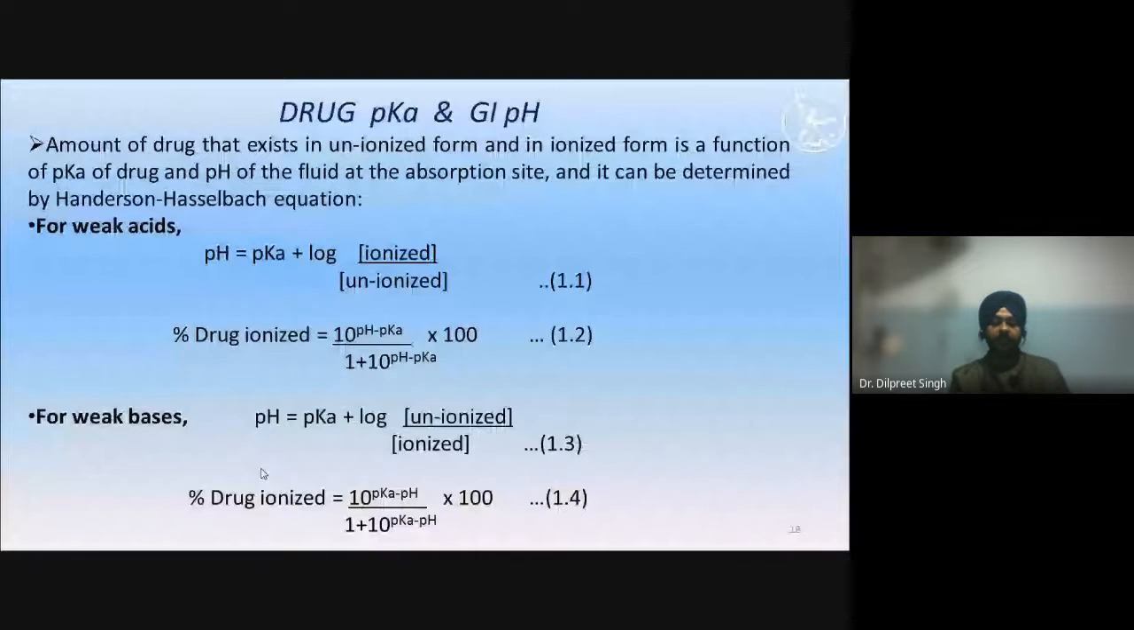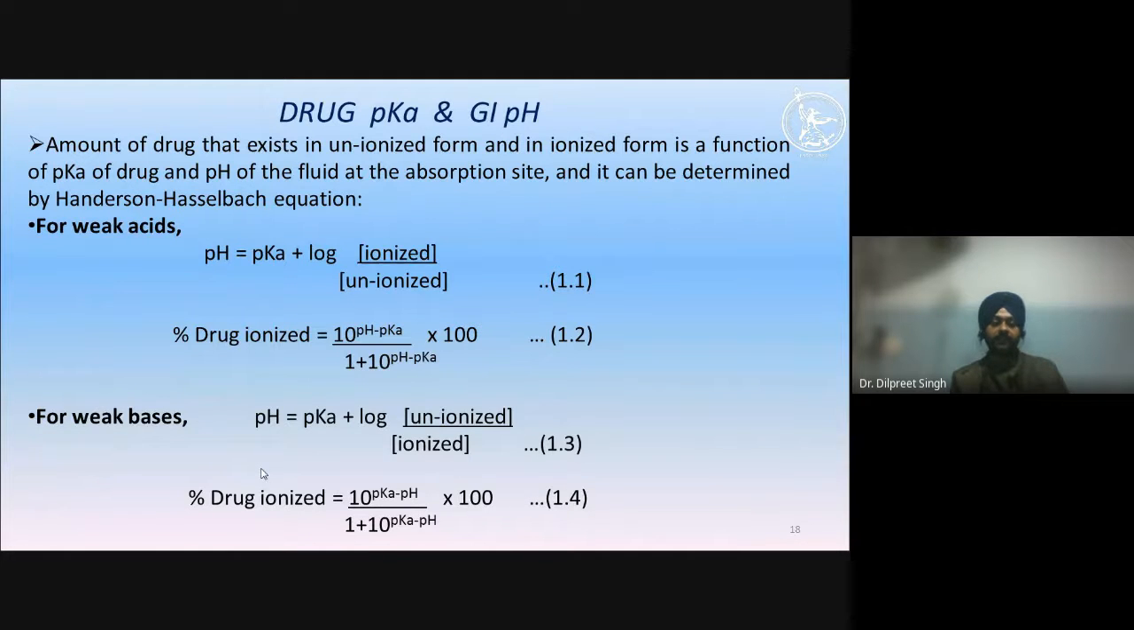So the two parameters, that is the drug pKa and GI pH, play an important role when we talk about the conversion of ionized drug and unionized drug in the solution form. The amount of drug that exists in the unionized form and in the ionized form is a function of the pKa of the drug and the pH of the fluid at the absorption site. So it can be determined by the Henderson-Hasselbalch equation.